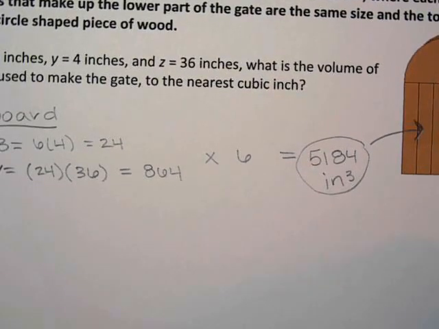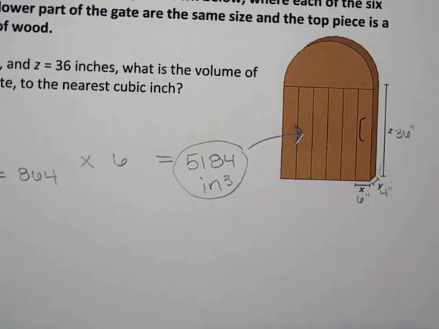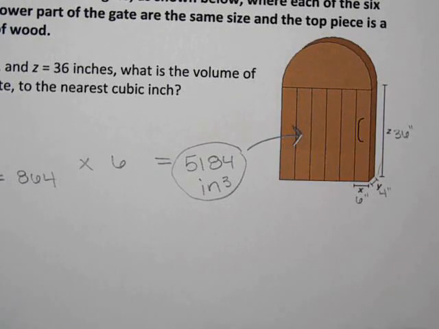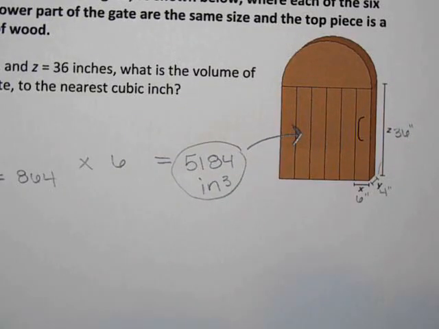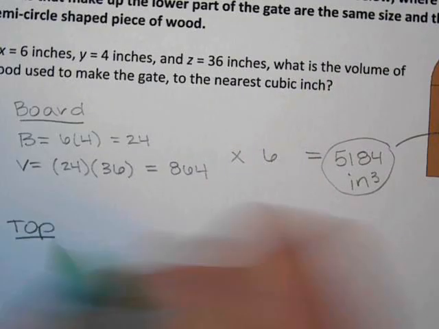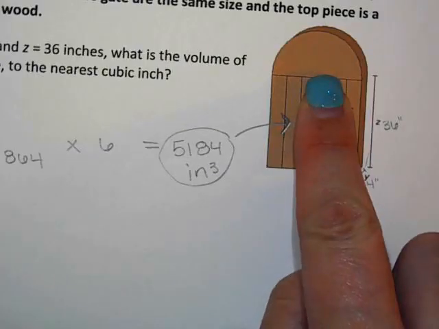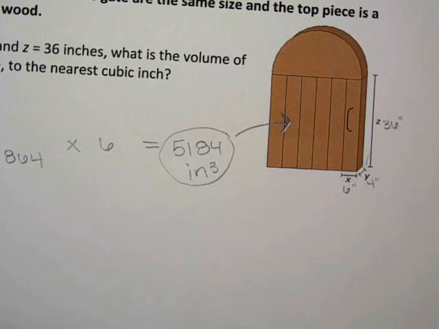What is the top part most similar to? It's like a cylinder almost, but not quite, right? It's a semi-cylinder. It's half of a cylinder, a cylinder cut in half. Okay. So we got the board. Let's go ahead and work at the top. So how do we find the area of the base of the top? Because a cylinder would usually be the area of the circle times the height. Okay, so we're going to do 1/2 times the area of a circle. So 1/2, and then it's going to be pi r squared.